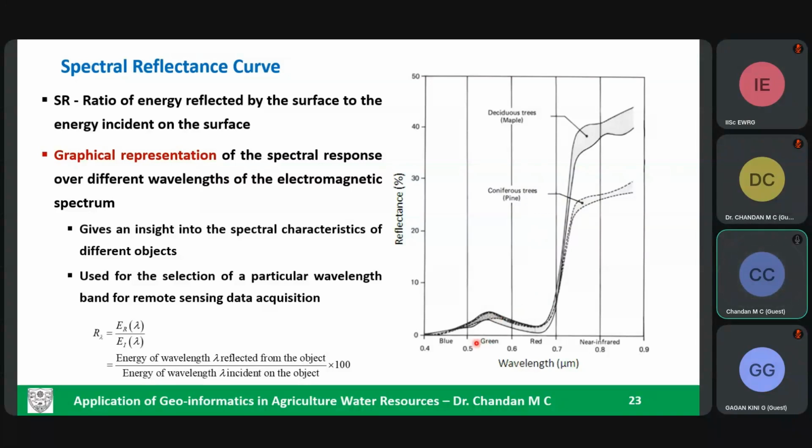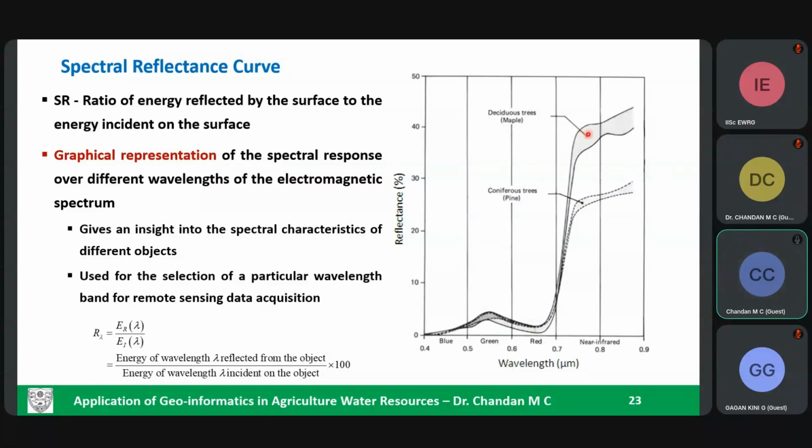When you are looking at the optical range, that is blue, green and red bands, from a satellite, both the coniferous and deciduous trees' signatures overlap. That means the spectral response over the different wavelengths overlaps. At blue, deciduous and coniferous both overlap, green also overlaps, red also overlaps. So I am not able to differentiate between the coniferous and deciduous in the visible portion. Everything is looking green.